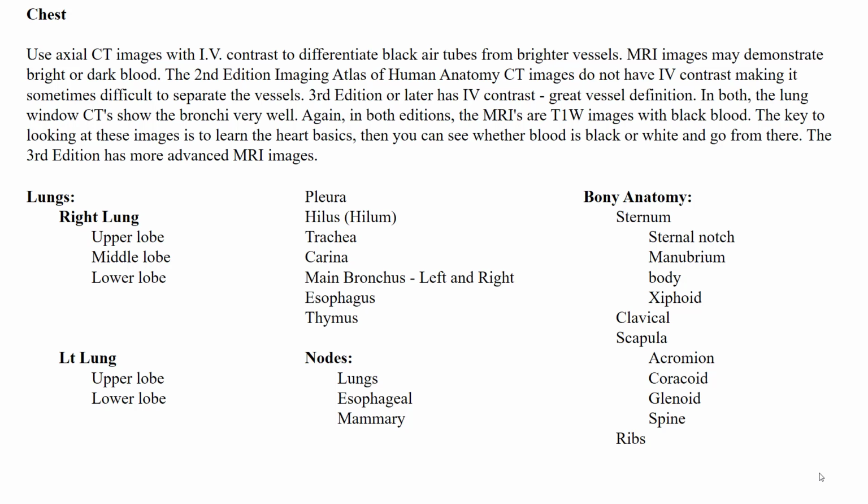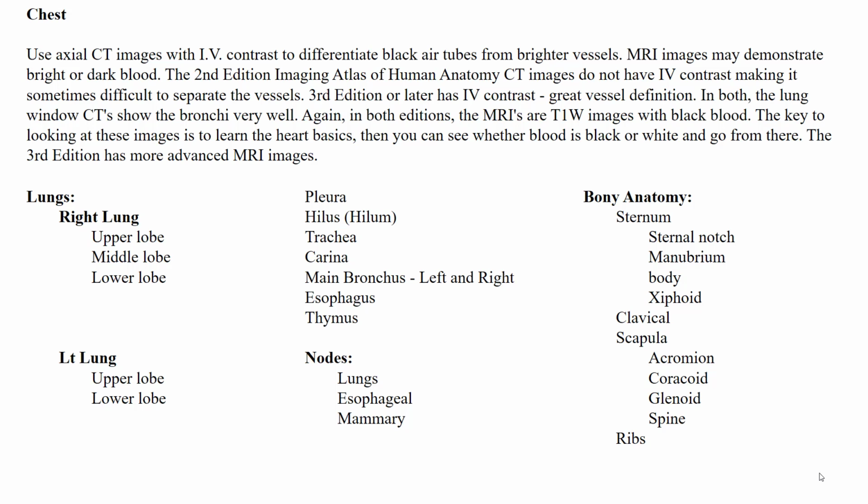In both, you'll be able to see the lung windows and the bronchi really well. And when you're looking at them, the MRIs will show black blood. The MRI T1 weighted images will show black blood. So when you're trying to distinguish what you're looking at, take a look and see if you can tell whether it's a CT or an MRI scan.